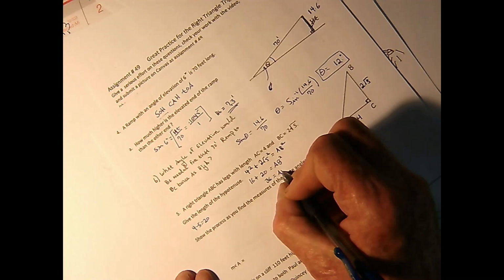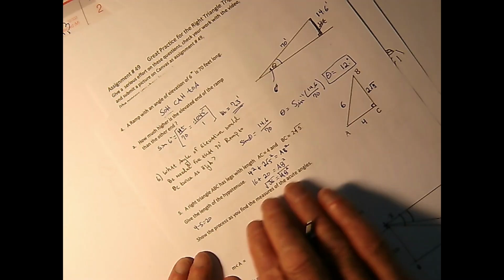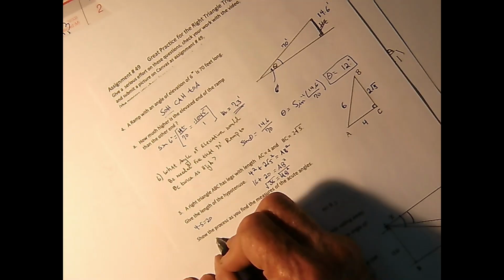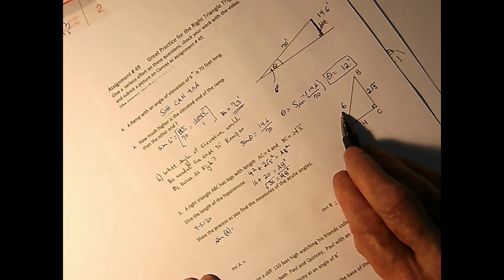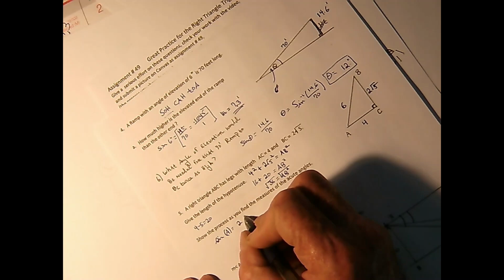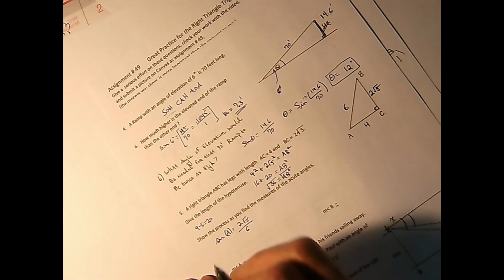Glad we practiced that kind of stuff earlier, but then it says, show the process as you find the measures of the acute angles in this right triangle. You can do it a couple of different ways, I'm sure. I kind of like sine. What would be the sine of angle A? Well, sine would be opposite over hypotenuse, and that'd be 2 root 5 over 6. If I want to know the measure of angle A, I would have to arc sine this amount. The arc sine of 2 square roots of 5 over 6.